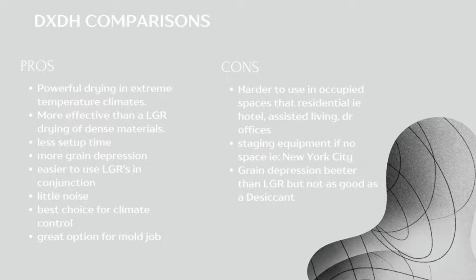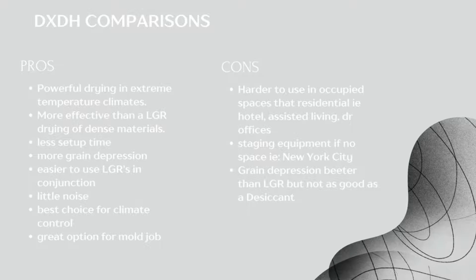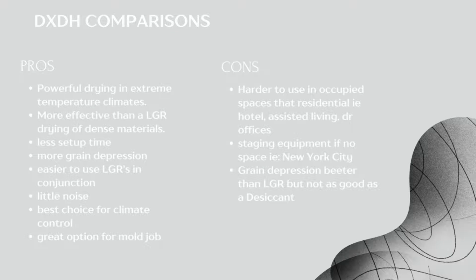DXDH comparisons. Again, direct expansion dehumidification. We can run air conditioner, we can run heat, or we can run everything at once. The heater banks usually have 2 to 4 in them. You can choose how much air you want to run. The 20 ton and 25 ton units will have 2 compressors for the air conditioner. You can choose how much air conditioner you want to run.